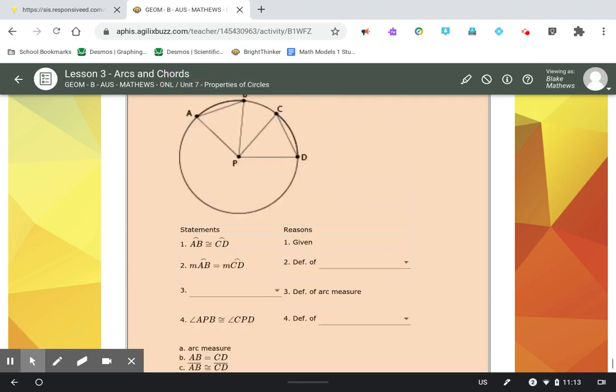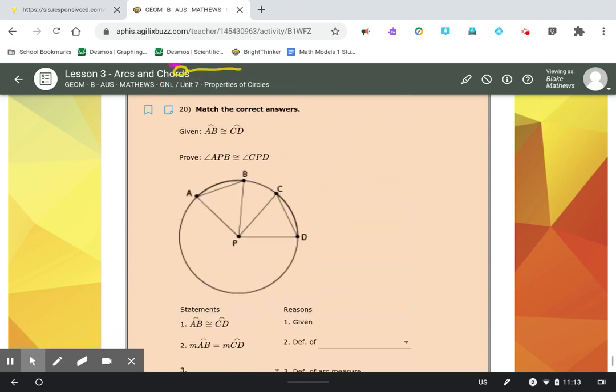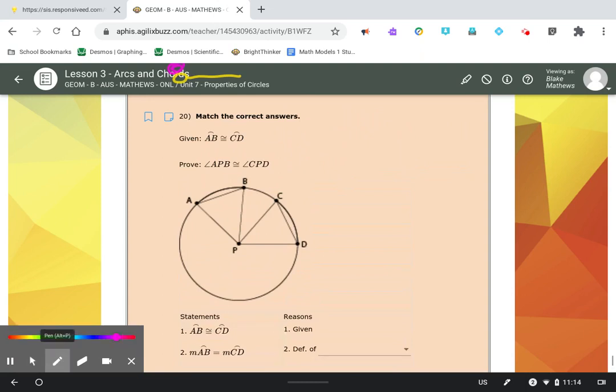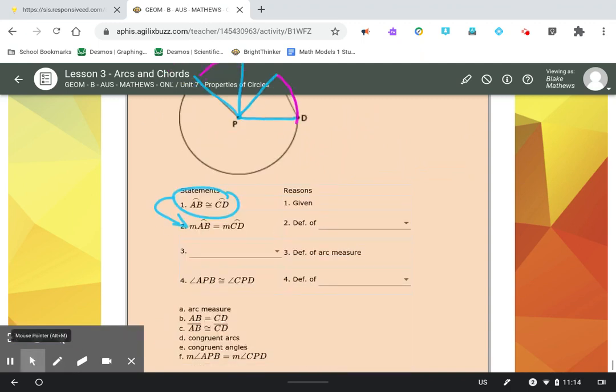Last one, thankfully, is a little bit shorter. We have arc AB is congruent to arc CD. Prove that the angles are congruent. We want to prove something about these angles, okay? Well, if the arcs are congruent, then their measures are congruent. That's just, again, the definition of the thing. So it's the definition of congruent arcs. That's going to be D.